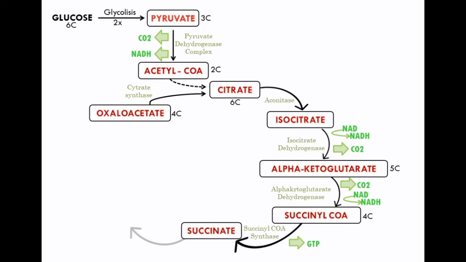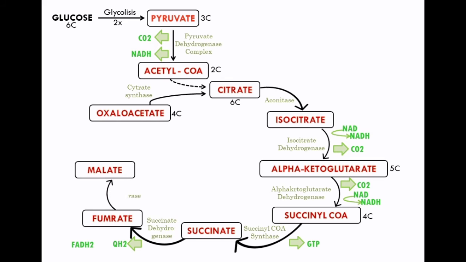Next, succinate is converted into fumarate by the enzyme succinate dehydrogenase. In this reaction, a molecule of QH2 is generated, which is used for the production of FADH2. Fumarate is then converted to malate by the enzyme fumarase, and in the last step, the malate is converted into oxaloacetate by the enzyme malate dehydrogenase, and in this reaction, NAD is also reduced to NADH.